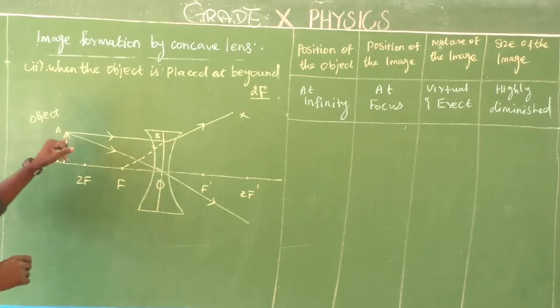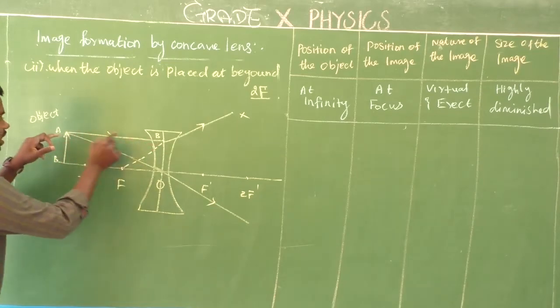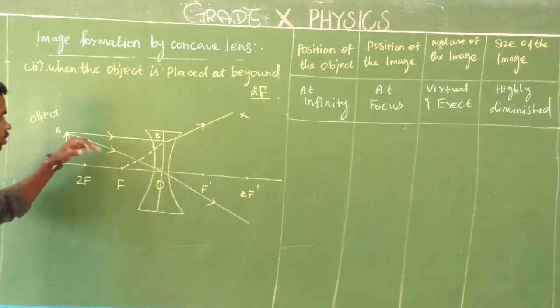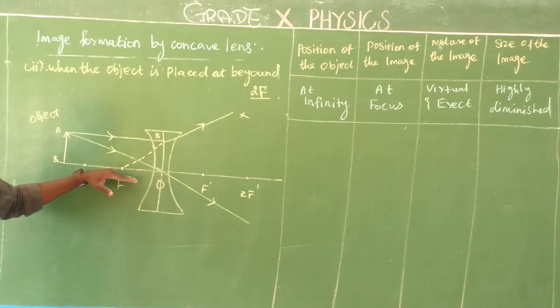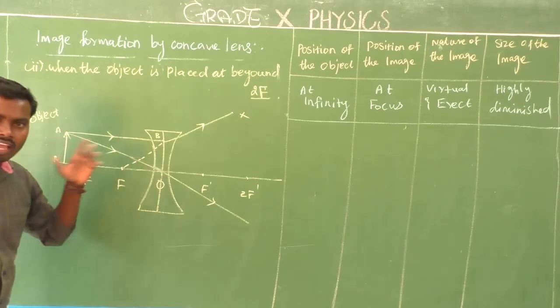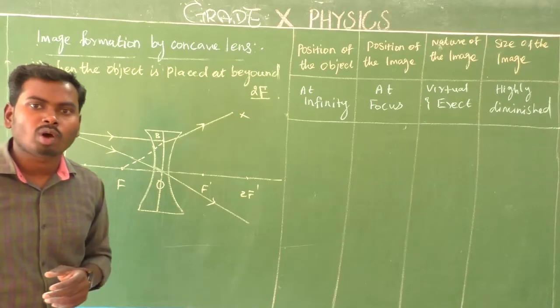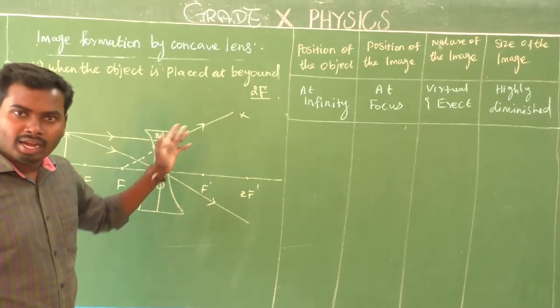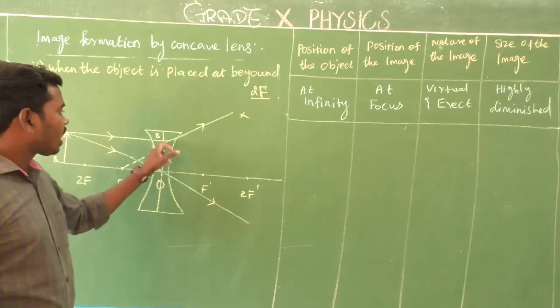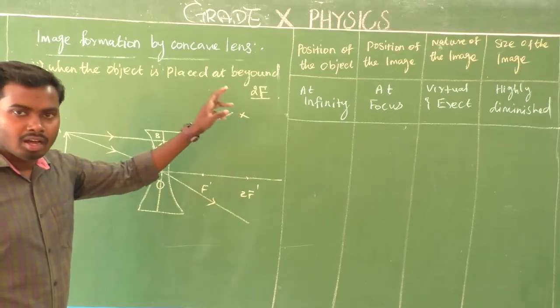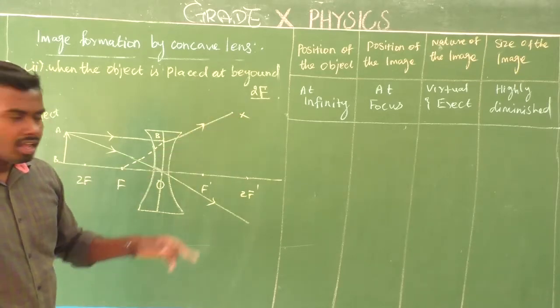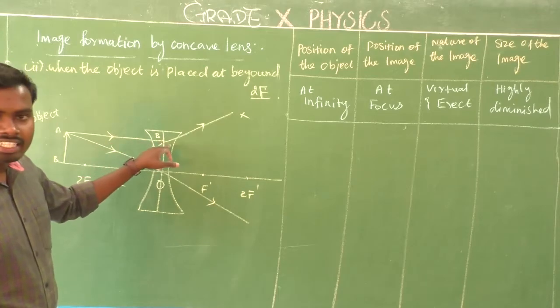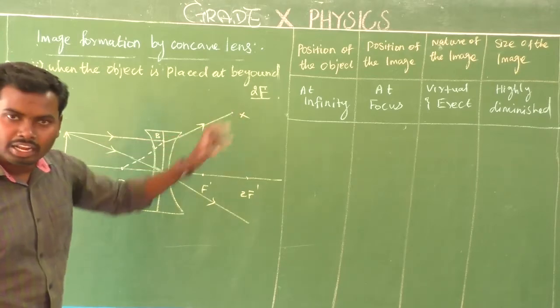Is it clear? Yes. Consider the first ray. That ray is coming from the top of the object, A, and it is parallel to the principal axis. If the ray of light is parallel to the principal axis of a concave lens, what will happen? The concave lens diverges the ray of light, because a concave lens is a diverging lens. Then after refraction, the ray direction becomes Bx. That is the refracted ray.